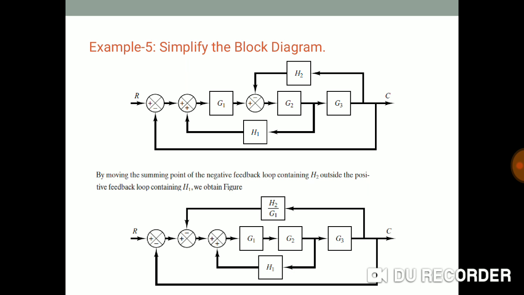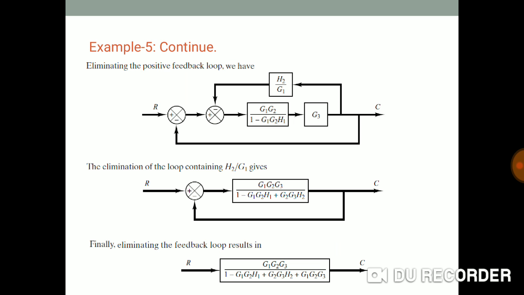Here it is, G1 and G2 are in series, so we do it in series, therefore G1 into G2 is there, and then the feedback is H1, therefore we are going to use the formula G of s divided by 1 plus G of s into H of s. Here it is, the plus feedback is there, so in the equation minus will be there. So here it is, we got G1 into G2 divided by 1 minus G1 into G2 into H1.